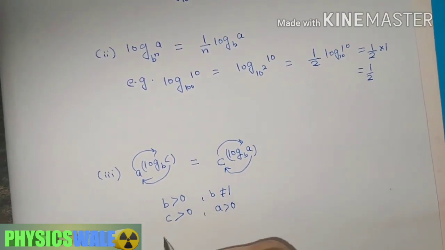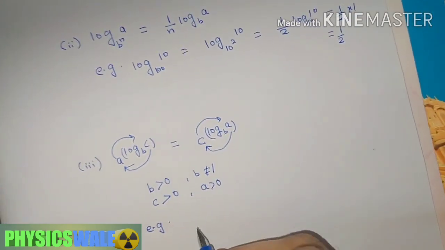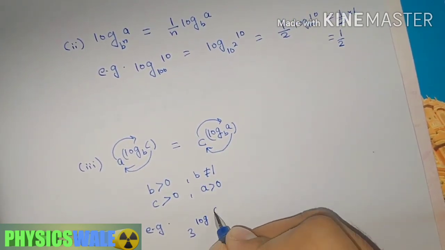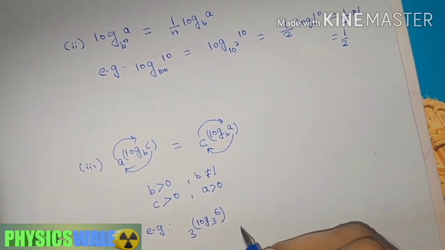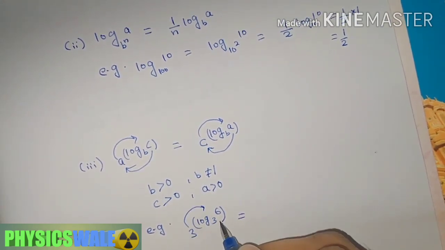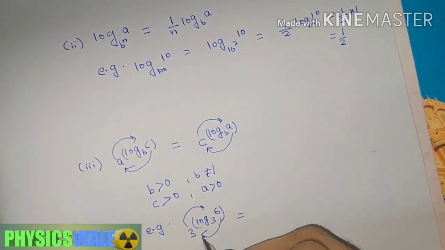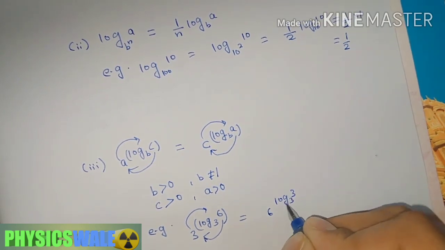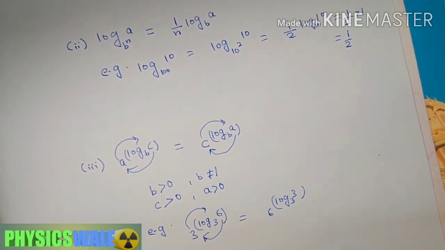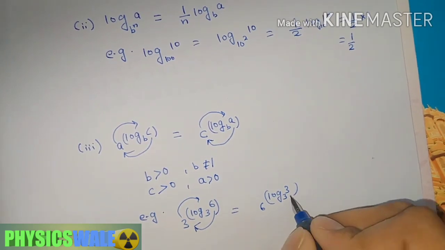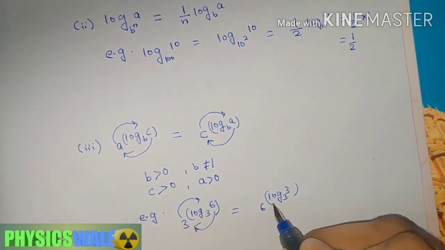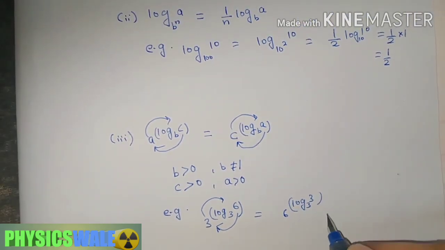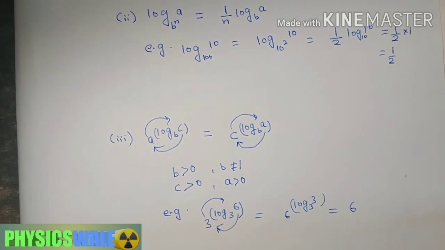Let us learn this through an example. We have to find 3 raised to the power log of 6 to the base 3. So I can replace 3 with 6 and 6 with 3. It will become 6 raised to the power log of 3 to the base 3. Since this base 3 remains the same, it does not change. Log of any number to the same base is 1, so it becomes 6.